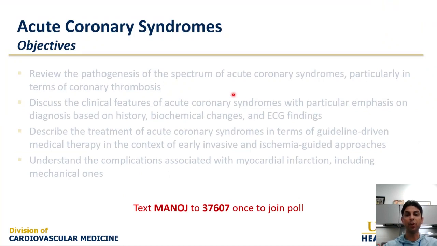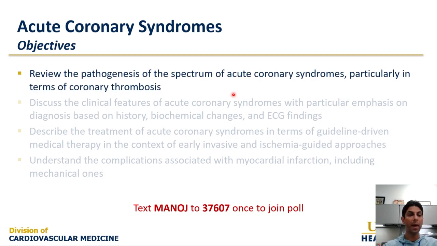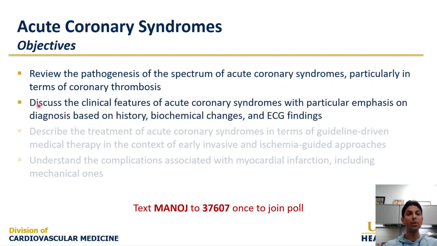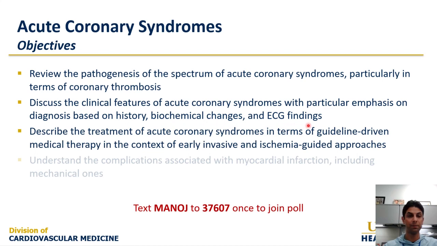The objectives of this lecture on acute coronary syndromes include a review of the pathogenesis of the spectrum of acute coronary syndromes, particularly in terms of coronary thrombosis. We will discuss the clinical features of acute coronary syndromes with particular emphasis on diagnosis based on history and physical exam, biochemical changes, and ECG findings.